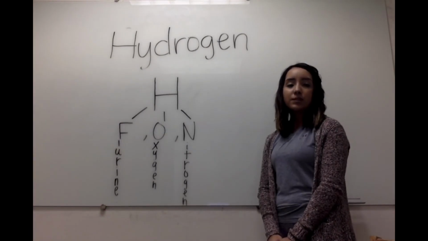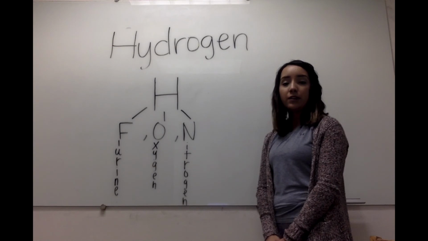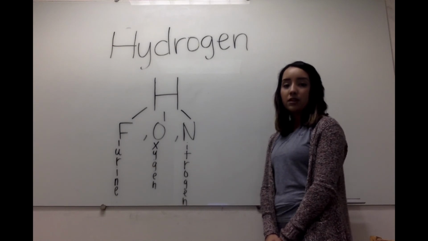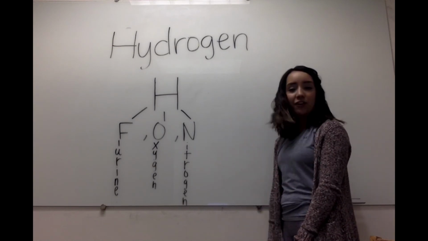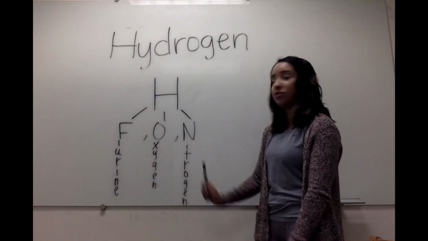Hydrogen bonds are the weakest bonds we're going to be talking about. Hydrogen bonds are formed by polar covalent bonds. Hydrogen bonds only like to have fun, which is a fun little acronym for fluorine, oxygen, and nitrogen.